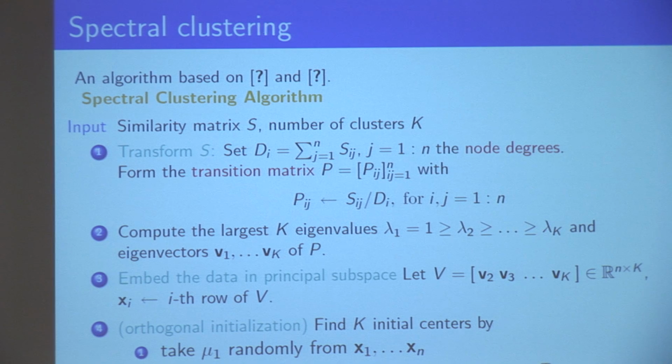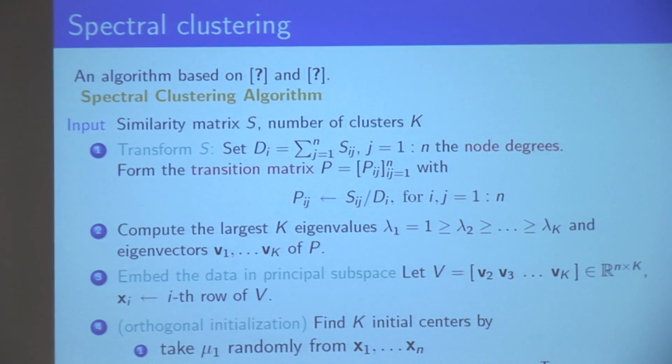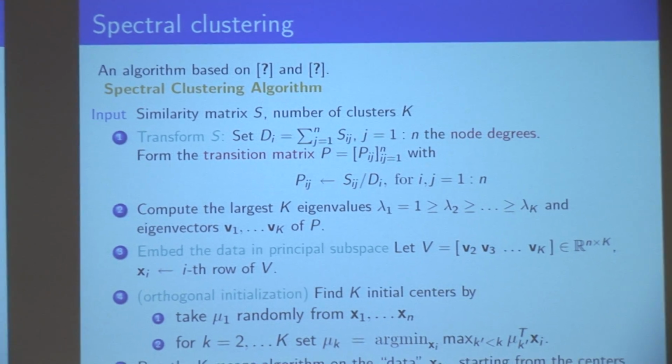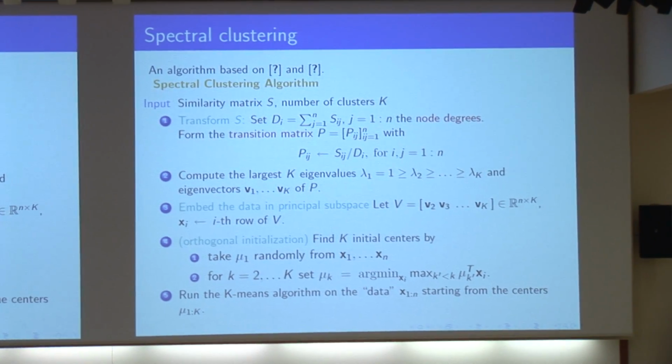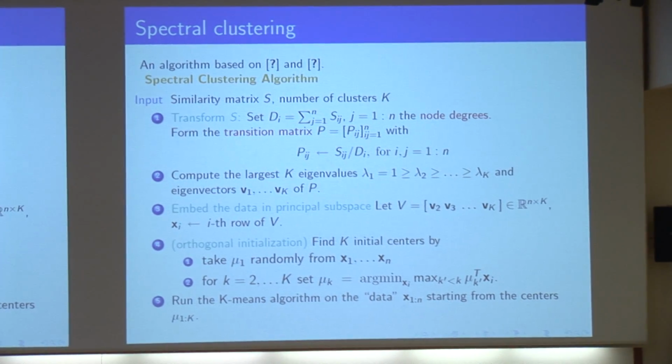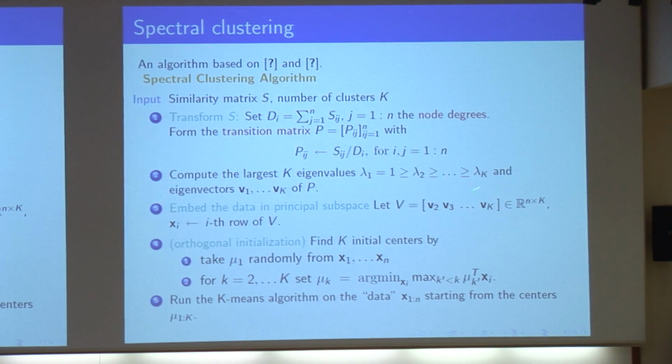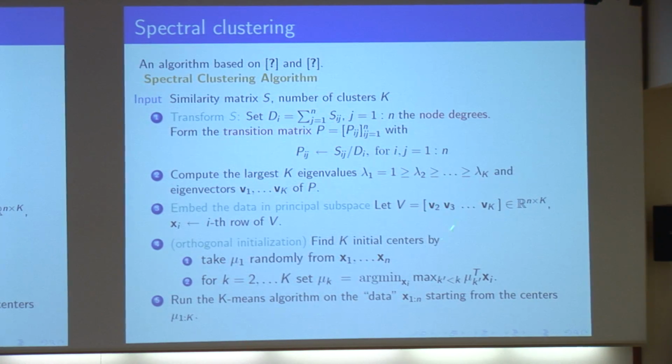Now, in text form, the same thing. I first do a preprocessing step. I compute the degrees. I normalize the rows, and I get the Markov chain. Then I compute the first eigenvectors and eigenvalues, and I embed the data in the space spanned by the vectors 2 to k.